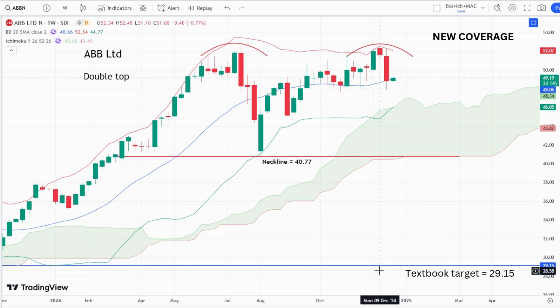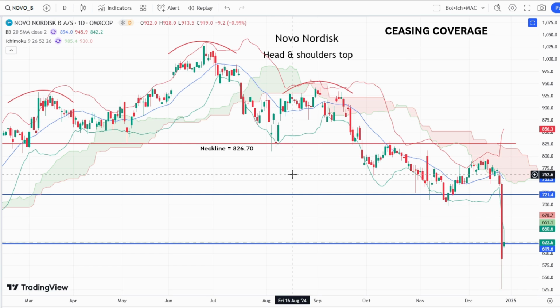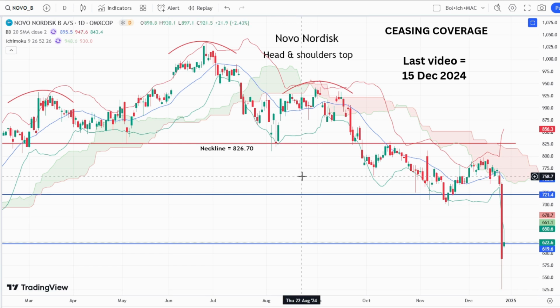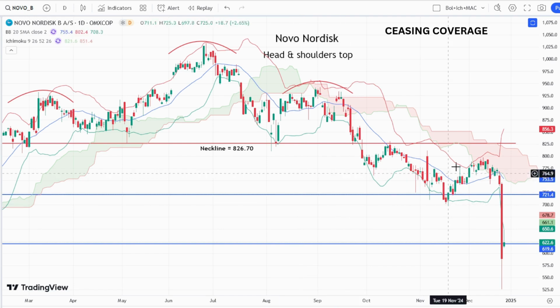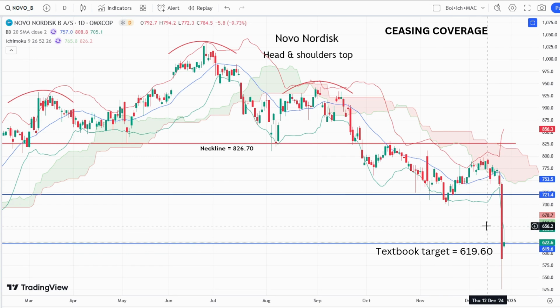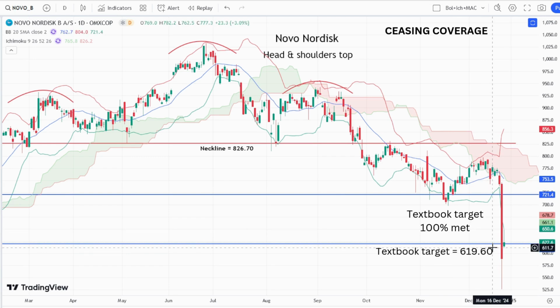A weekly close below the neckline, which is at 40.77, will complete this bearish pattern that has a textbook target at 29.15. In the video on the 15th of December, I maintained a bearish outlook on Novo Nordisk, saying that it has entered the bearish resumption phase over here. The textbook target remains unchanged at 619.6. The subsequent week saw Novo Nordisk crashing to and below this textbook target, therefore 100% of this textbook target has been reached. I will now be ceasing coverage on Novo Nordisk.